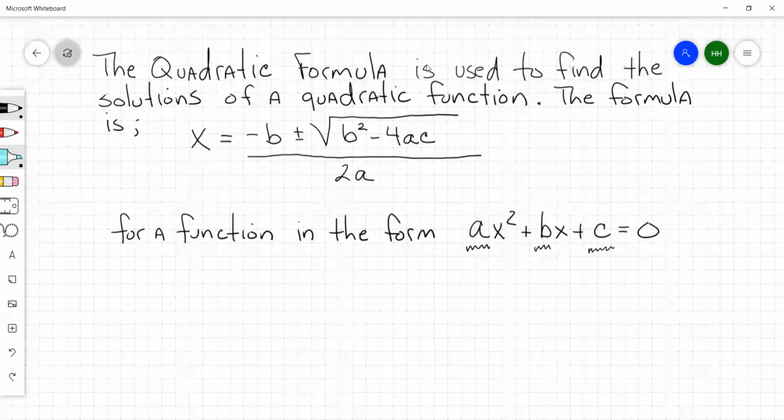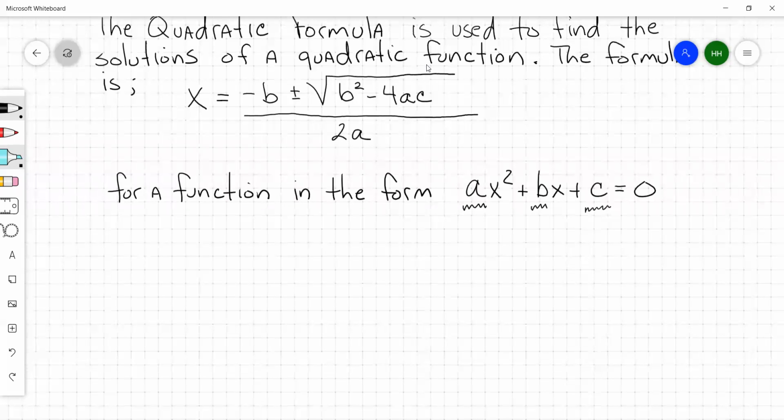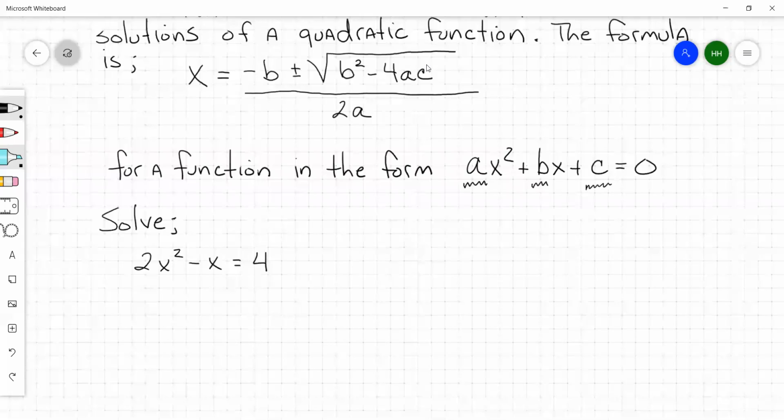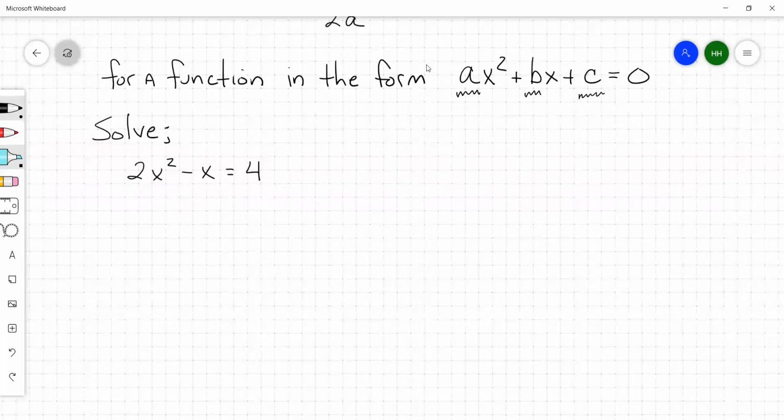So let's do a problem. Let's solve. We've got 2x squared minus x equal to 4. All right, so the first thing we want to do is get this equation in standard form. So we're going to subtract the 4 from each side. So we get 2x squared minus x minus 4 is equal to 0.